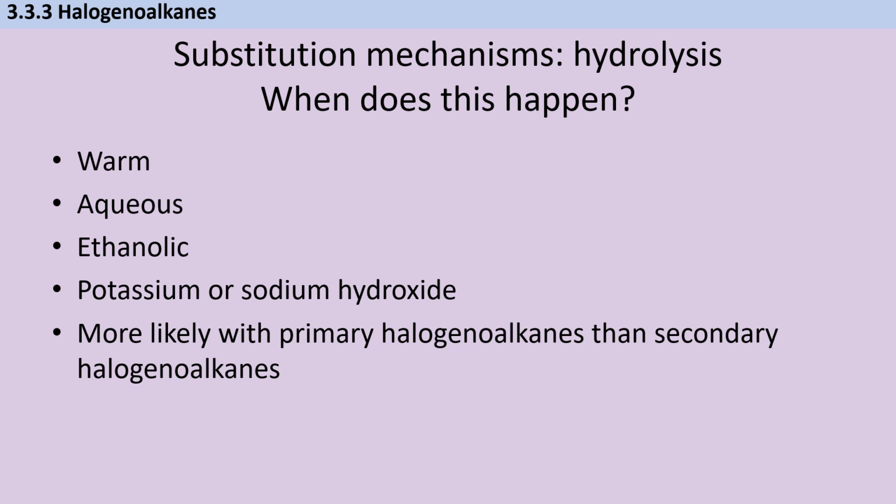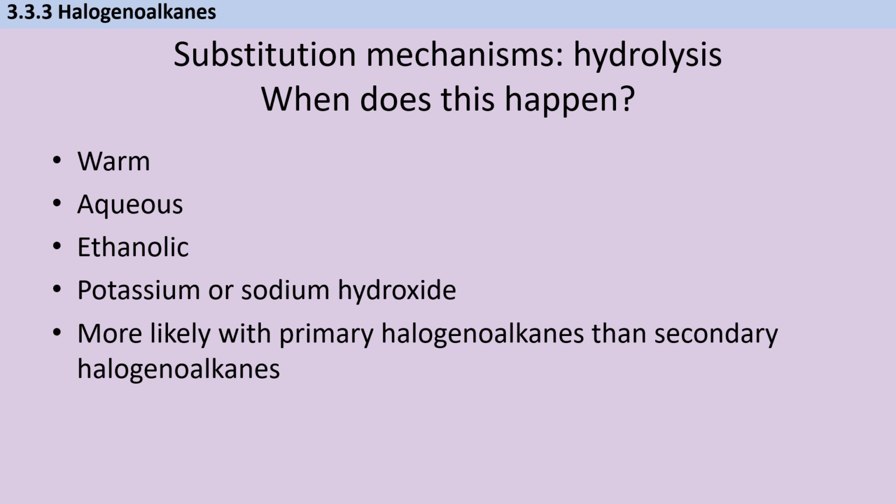So the first thing is that substitution is too slow at room temperature, and therefore the reaction needs to be warmed. The second thing is that being in aqueous solution promotes substitution. But halogenoalkanes won't dissolve in just water, so it also needs to be slightly ethanolic, and that ethanol is going to act as a solvent. We also need some hydroxide ions, so typically we use potassium or sodium hydroxide.